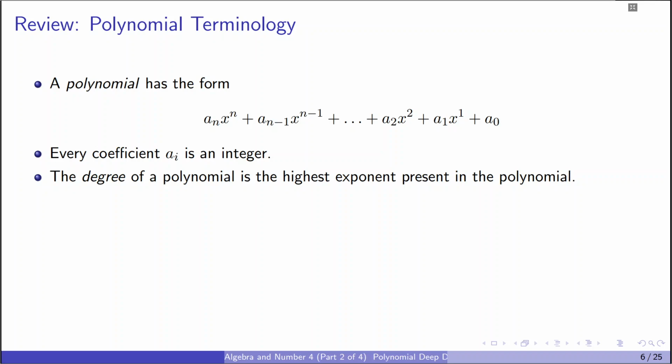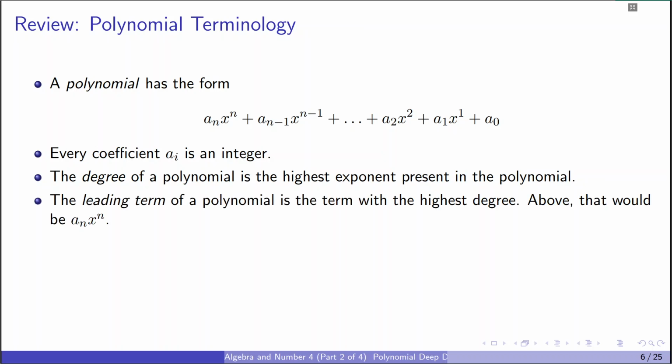The degree of a polynomial is the highest exponent present in the polynomial. So each term, that degree is the exponent of x. The degree of the whole polynomial is the highest degree term it contains.